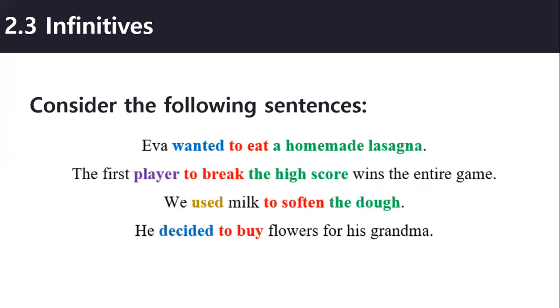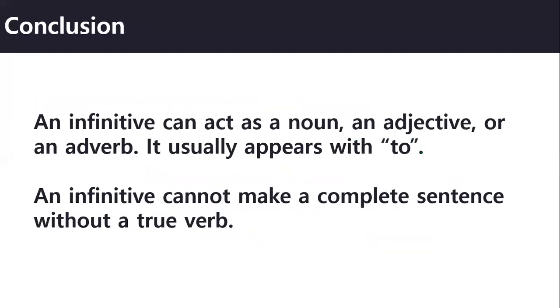Lastly, notice that in the last sentence, "to buy" needs the verb "decided" in order to be completed and for the sentence to make sense. As a conclusion, an infinitive can act as a noun, an adjective, or an adverb. It usually appears with "to." An infinitive cannot make a complete sentence without a true verb.